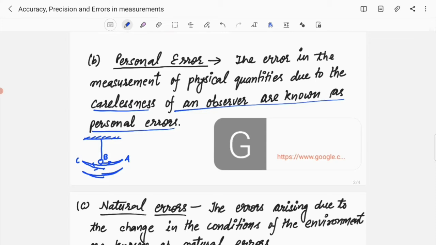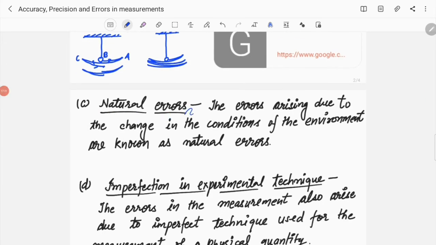So we should count in this way. If you are counting in this way, then whatever we measure related to the pendulum will most probably be correct. But if any one of you counts 1, 2, 3, 4, 5, 6, then this is not the correct way, and definitely the result will be wrong. So these types of errors are known as personal errors.